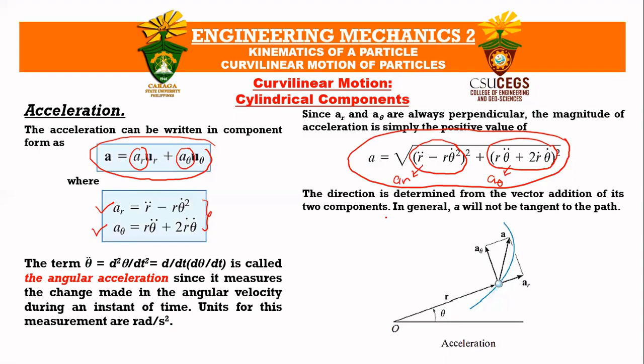In general, like what I always mention, for curvilinear motion, the acceleration will not be tangent to the path, unlike the velocity. As you can see here, the acceleration of the particle is not tangent to the path. Here it shows its radial component and its transverse component of the particle.